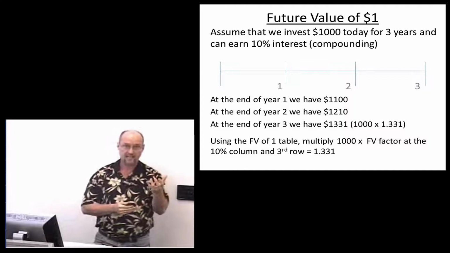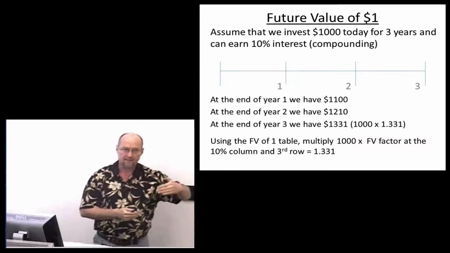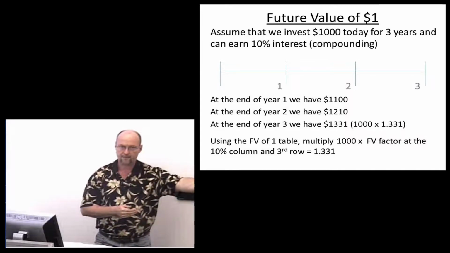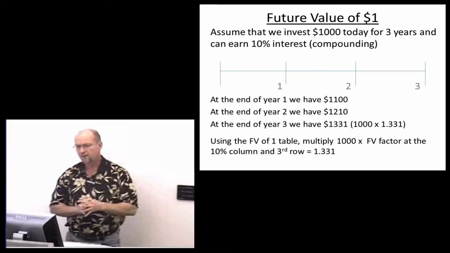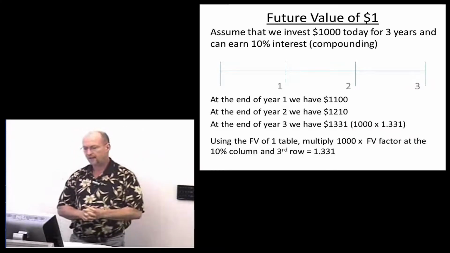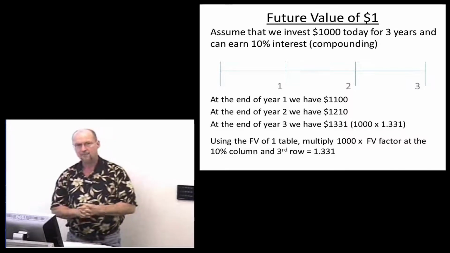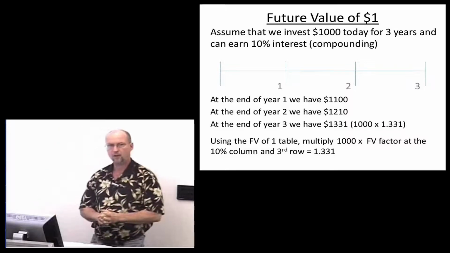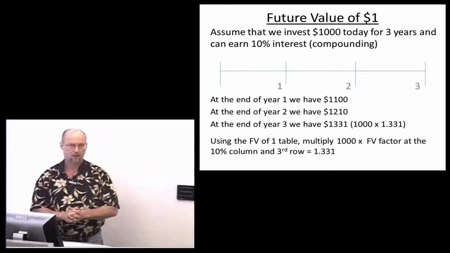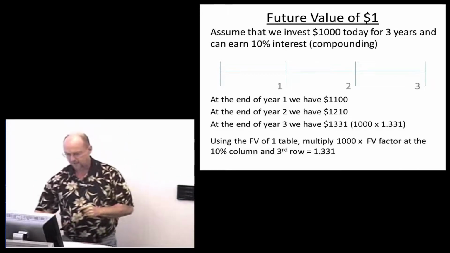Now, that $1,210 at the end of year 2, all of that full $1,210 will earn interest at 10% for 1 more year, and at the end of the 3rd year, we will have $1,331. So now, I'm going to switch to what's called the future value of 1 table. Okay? You're going to see what this thing looks like momentarily.